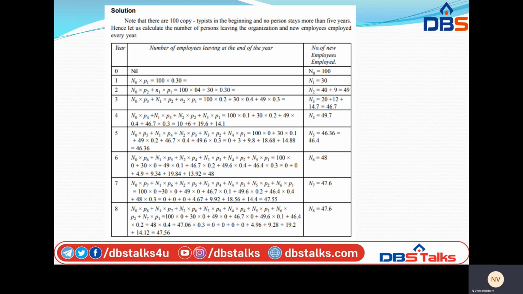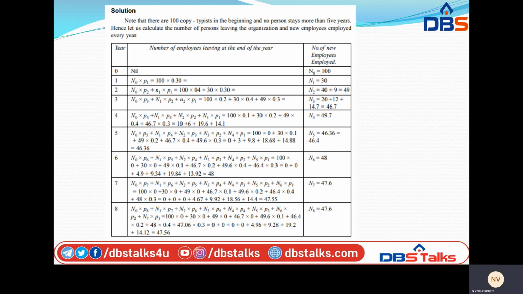How many members are in the organization? 100 initially. For the completion of the first year, 30% was left out. So 100 into 30 by 100 is equal to 30. So 30 members leave and are replaced with new ones.